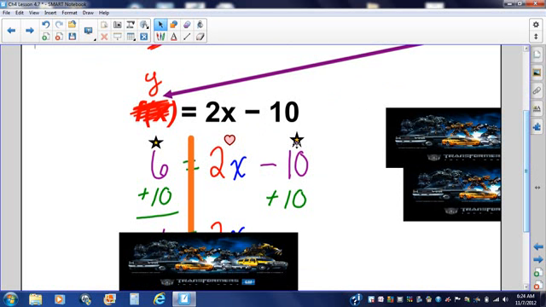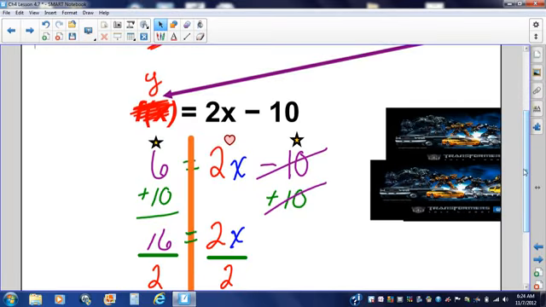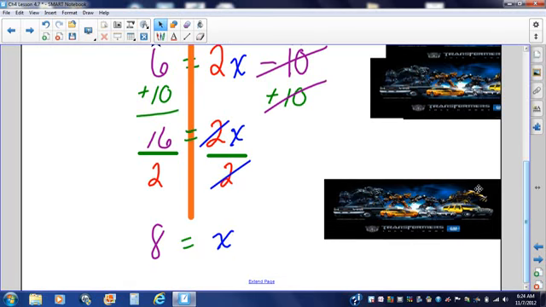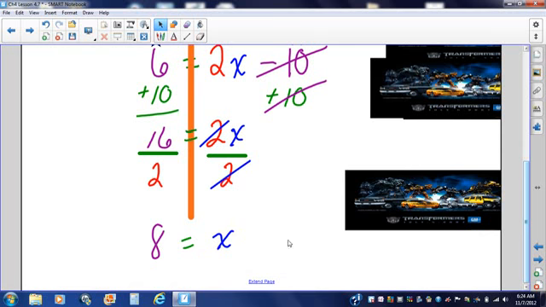I'm going to get my stars together. I'm going to add 10 to both sides of my equation. These will cancel. Bada bing, bada boom. 6 and 10 is going to give me 16. Bring down my 2x. Divide both sides by 2. These will cancel. Bada bing, bada boom. 16 divided by 2 is 8.